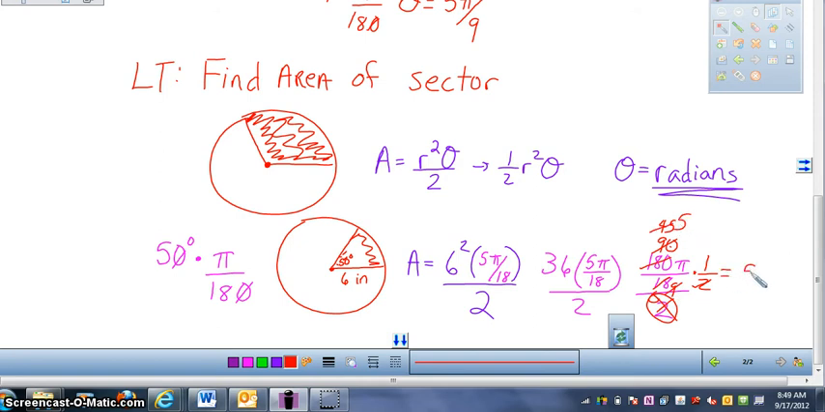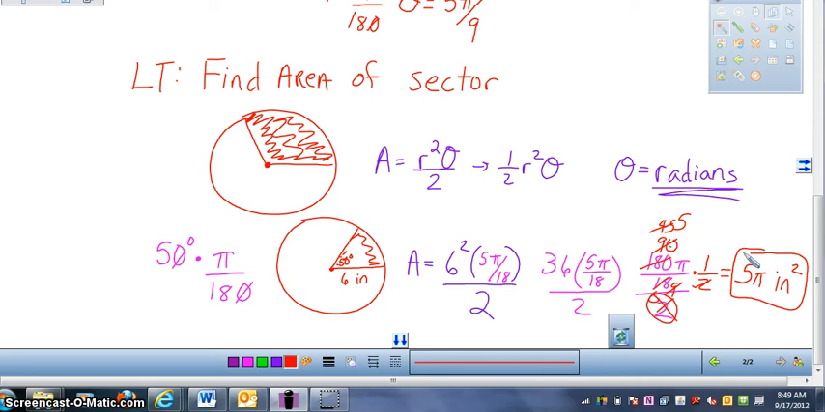That's nice that it comes out like that. They don't always come out that nice. 5 pi, and then I should put my units on there. I'm talking about area, so it'd be square inches. So 5 pi square inches. And that's how you find the area of a sector.